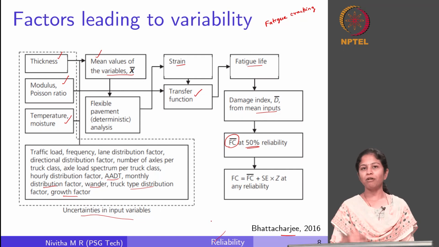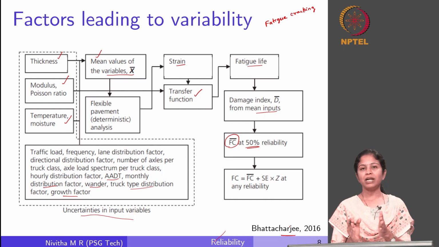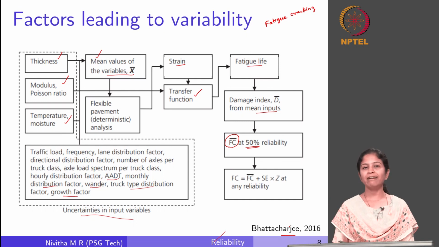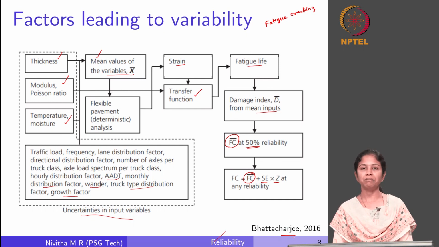So, whenever we perform a design wherein we use the mean value, our reliability is only 50%, that is, we are 50% sure that it will not fail. But if we want it for any other reliability, then it has to be corrected. So, it is the fatigue cracking at 50% reliability plus standard error times the standard normal deviate. So, what is the standard normal deviate? I will show you in some time.